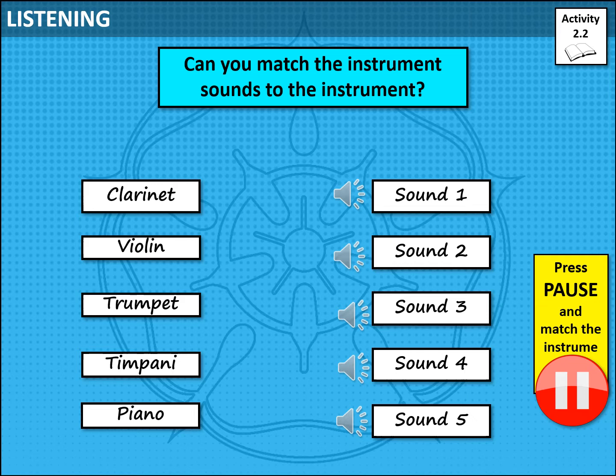Okay, here's sound 2 for the first time. Sound 2 again for the second time. Just a reminder, you're matching up what the instrument name is with the sound.